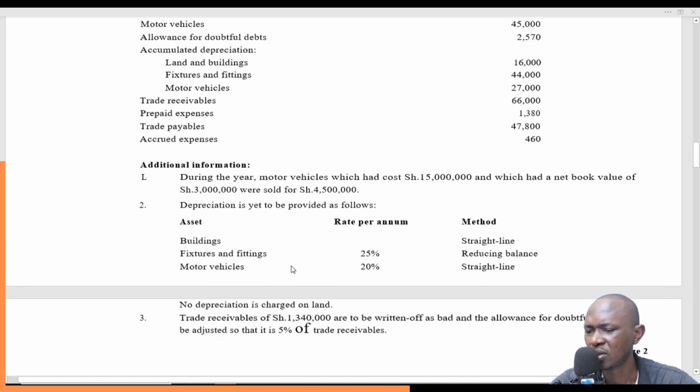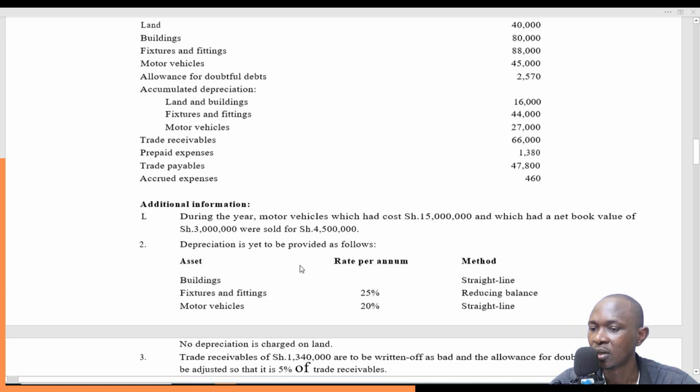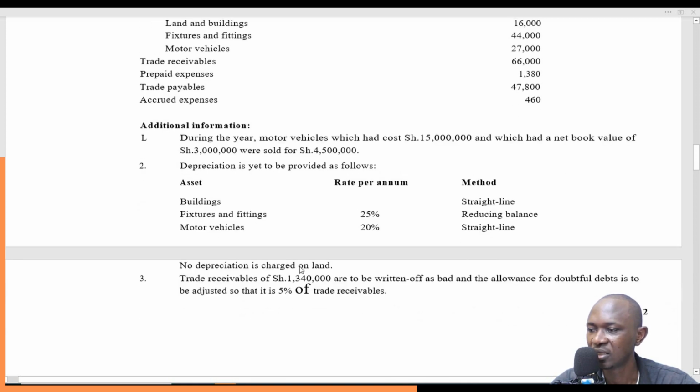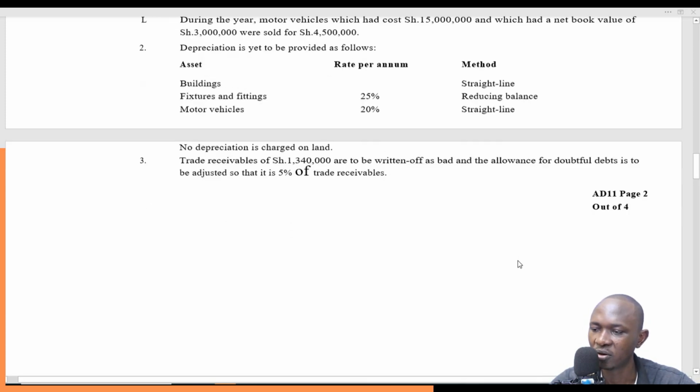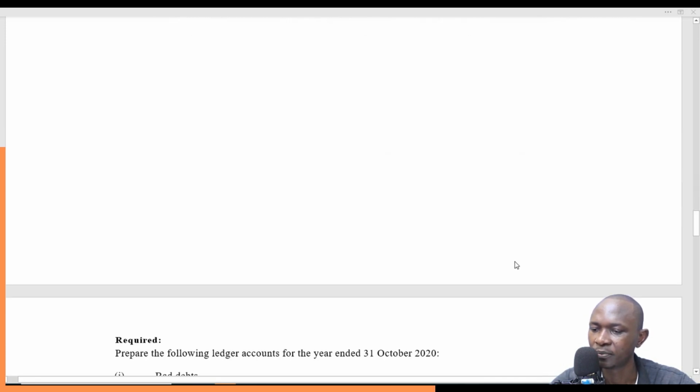The more reason why you need to download this question, you need to have your question. I have mine here. Fixtures and fittings, 25% reducing balance. Motor vehicles, 20% straight line method. No depreciation is charged on land. And then trade receivables of 1340 are to be written off as bad debts, and the allowance for doubtful debts is to be adjusted so that it is 5% of trade receivables.